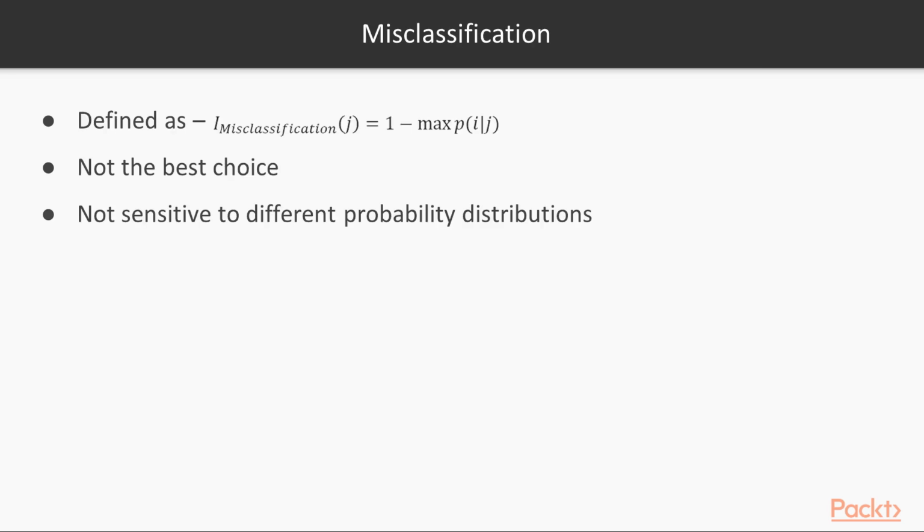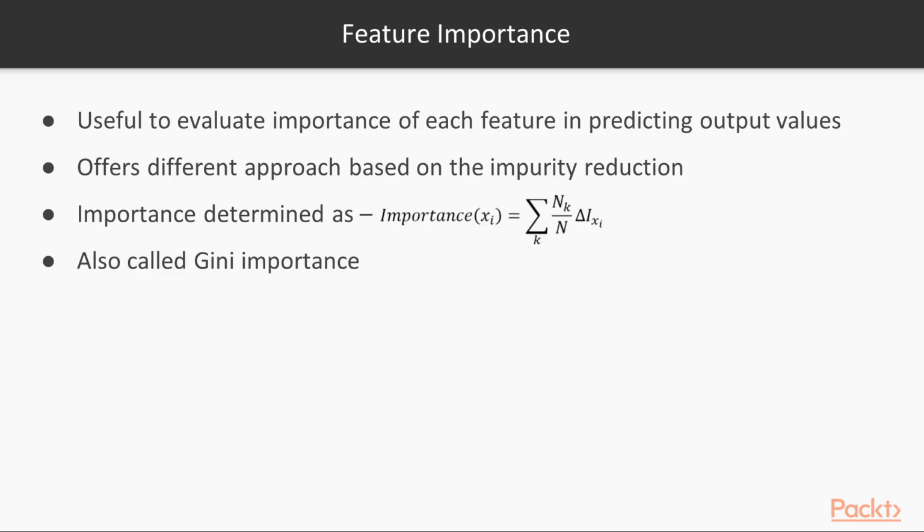Next, we'll look at Misclassification impurity index. The misclassification impurity is the simplest index and is defined as shown. In terms of quality performance, this index is not the best choice because it's not particularly sensitive to different probability distributions. Now we'll look at feature importance.